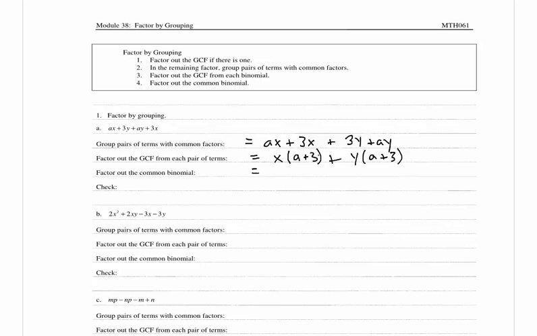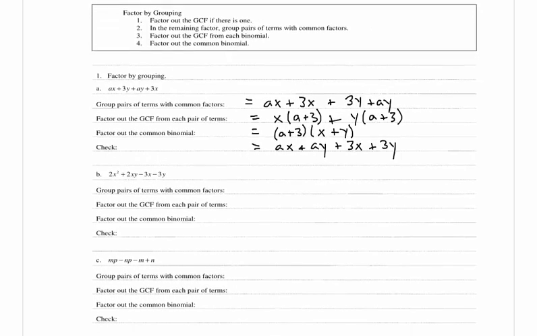And now we want to factor out the common binomial, and our common binomial is a plus 3. So I have a plus 3, and what I'm left with is x plus y. And now they want us to check. So we're going to check by multiplying our two binomials together. And to do that, we're going to use the FOIL method. So I have ax, my outer terms are ay, my inner terms are 3x, and my last terms are 3y. And we got back to the same polynomial that we started with, so we factored correctly.